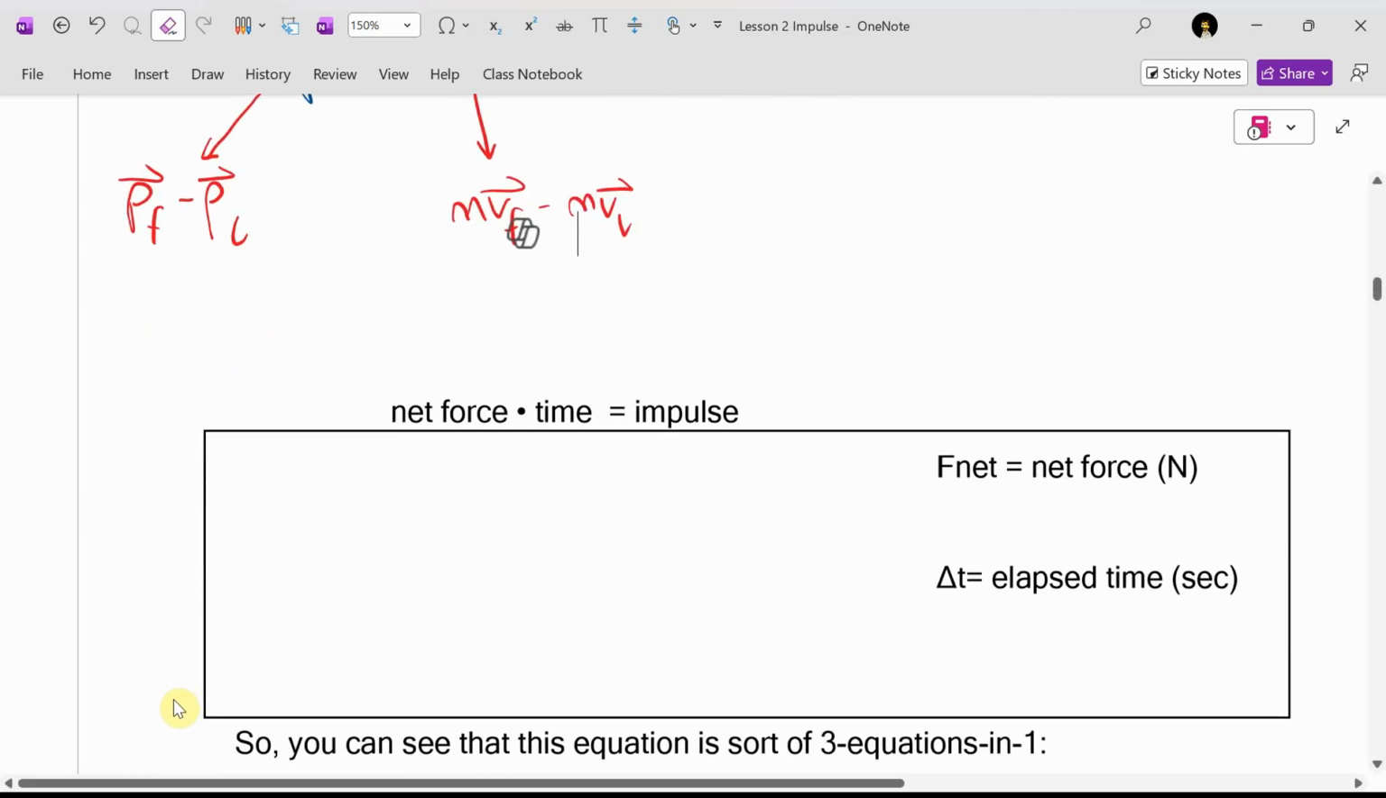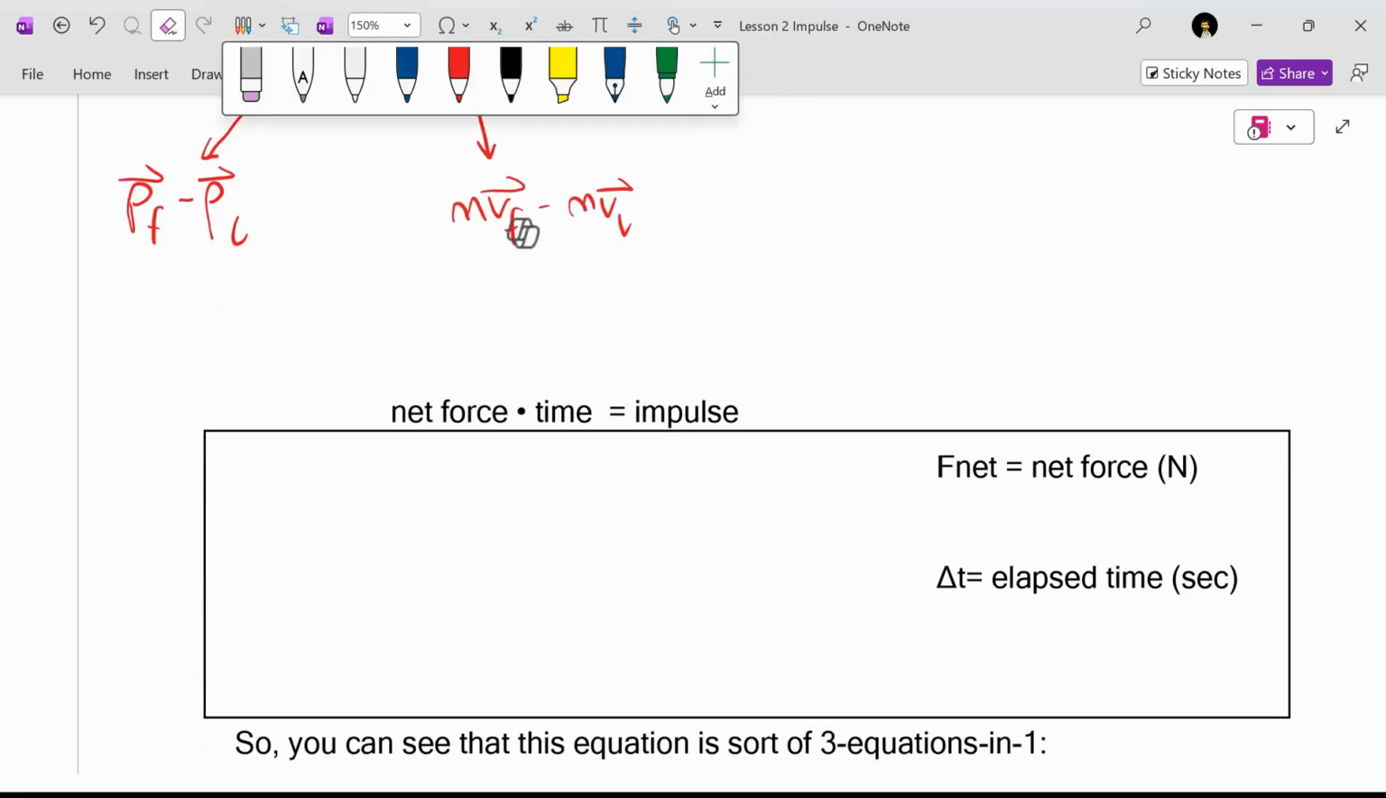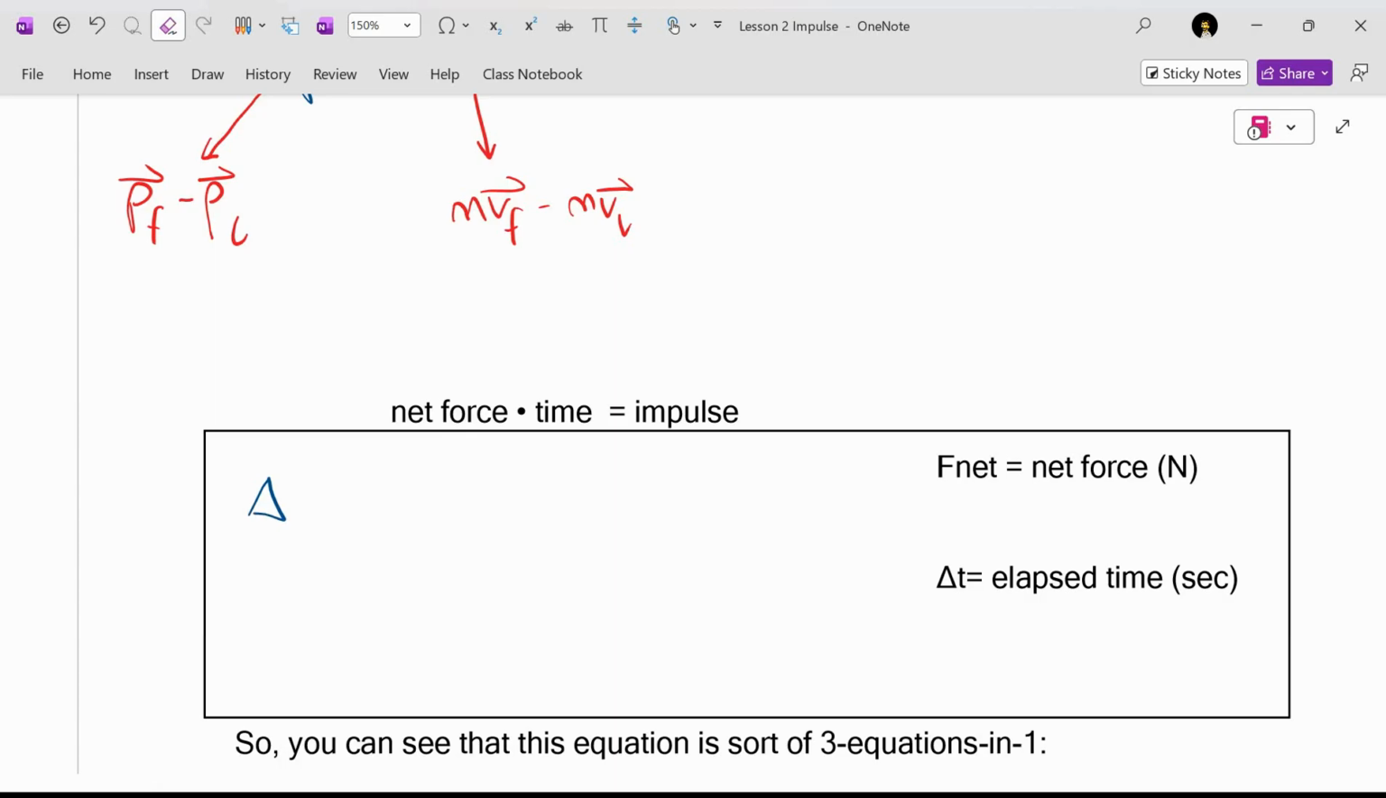So the impulse equation says, if you want to find the impulse or the change in momentum, you can find it by going mass times the change in velocity, but on my calculator, I would usually go mv final minus mv initial because that's quicker to type. And you can also find it by going the force times the change in time.